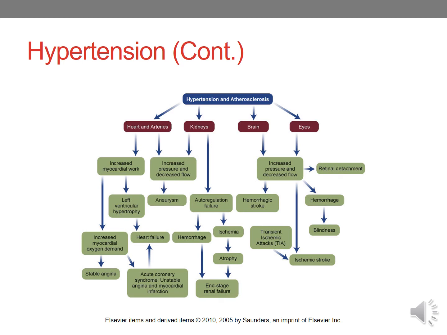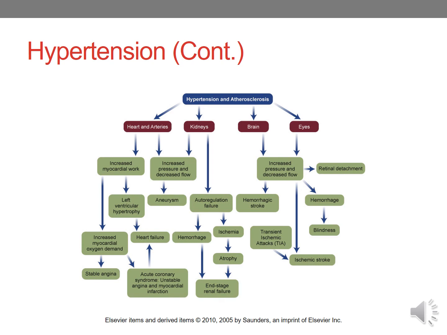Kidneys. Kidneys, number one, are very, very important in autoregulation of blood. So if a person has hypertension, this is definitely going to directly affect the kidneys. It will cause failure of autoregulation, lead to ischemia, possibly hemorrhaging, and it can definitely lead these patients into end-stage renal failure.